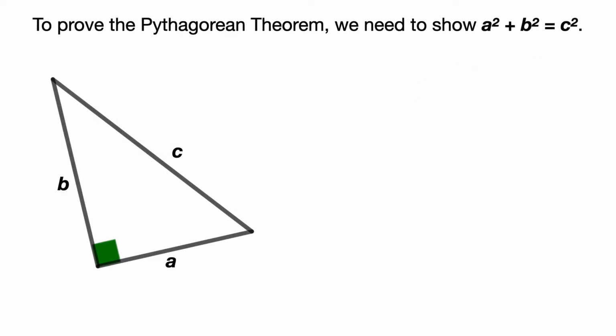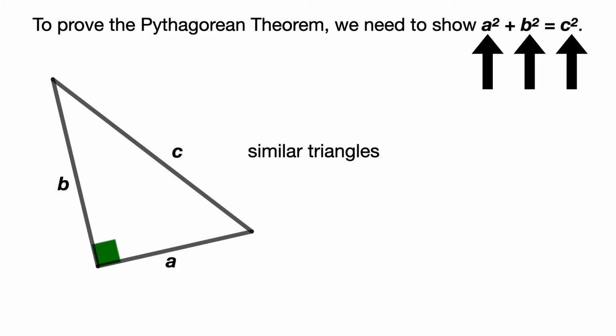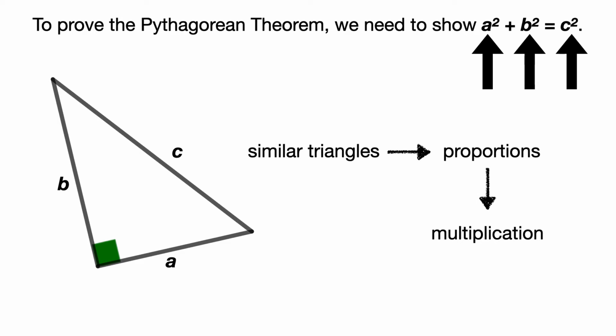Simply put, we need to show the sum of the squares of the legs of a right triangle equals the square of the hypotenuse. Now, because the theorem involves squaring, in other words, a multiplicative function, we need to look for similar triangles, because similar triangles allow us to form equations involving proportions. And proportions will lead to multiplication.